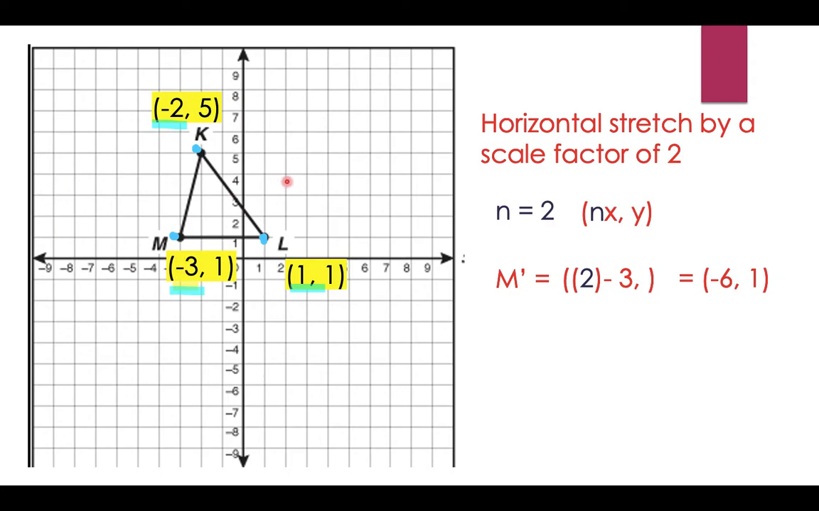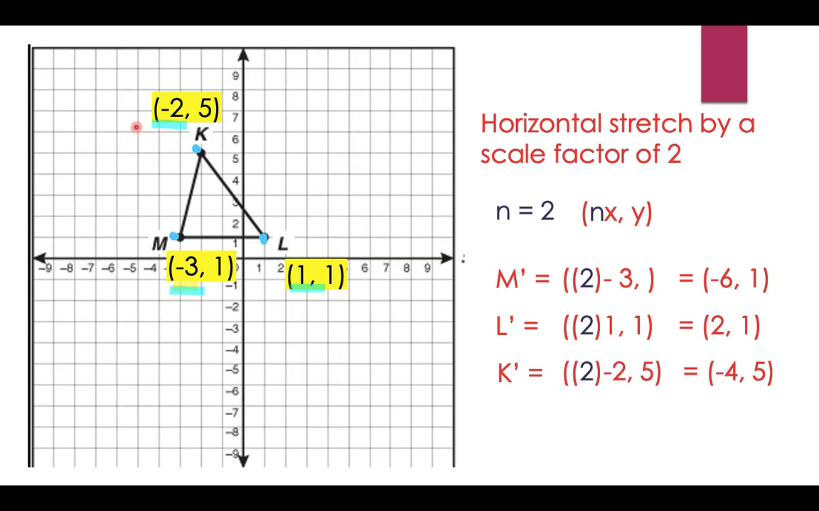Now if I look at point L, to get L prime, again, I'm going to multiply 1 by my scale factor. And again, your scale factor is 2. So 1 times 2 is going to give me 2. And again, your y coordinates don't change at all. And then if I look at K prime, again, I'm just going to multiply my x coordinate by my scale factor, which is 2. Your y coordinate doesn't change. Negative 2 times 2 is negative 4.